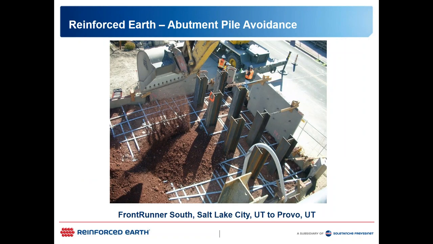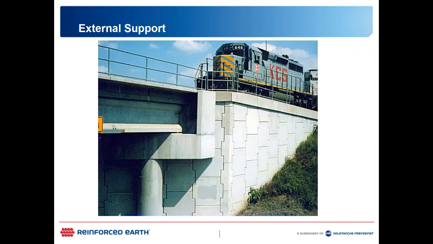So, in the case of the false abutment, the piles are driven first and then the MSE wall is built around the pile and reaches the required full height. Another option is to separate the bridge structure from the MSE wall. In this case, as you can see, the bridge support is in front of the wall and the wall just acts as a curtain that takes care of the earth pressure loads.